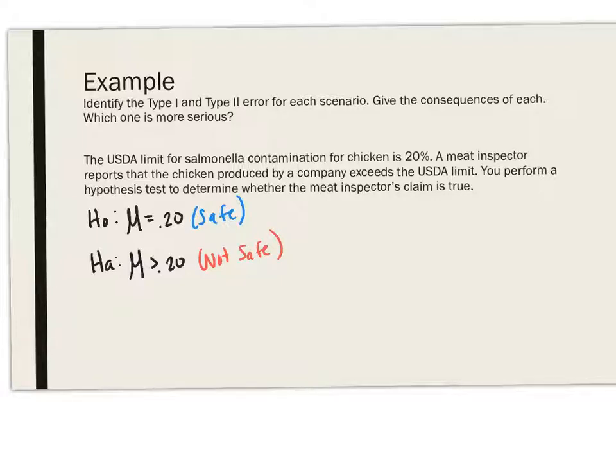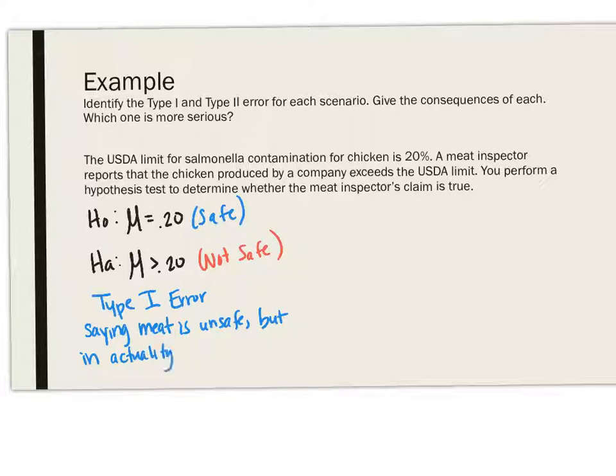Now let's talk about our errors. We have two types of errors that can occur. The type 1 error. In order for a type 1 error to occur, H0 has to be true. So the meat has to be safe. But how do we make the error there? Well, you say that it's not safe. So the error would be saying the meat is unsafe. But in actuality, it is safe.